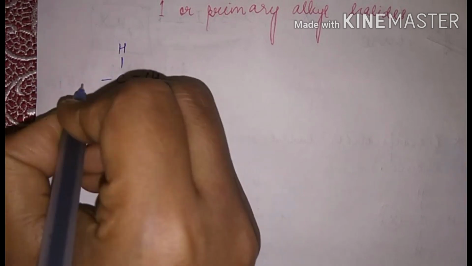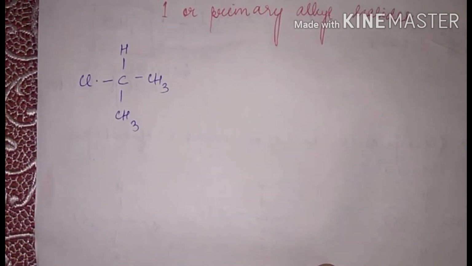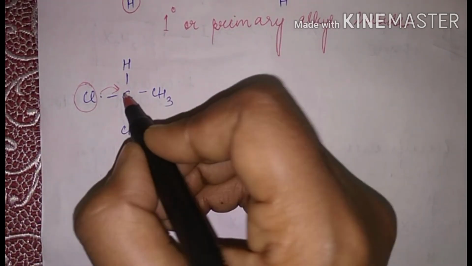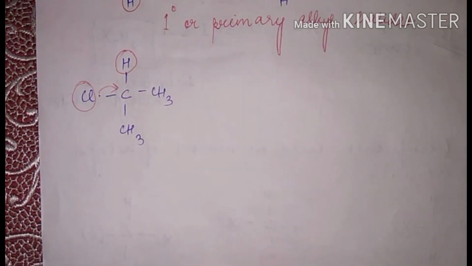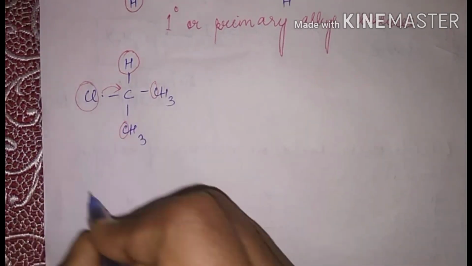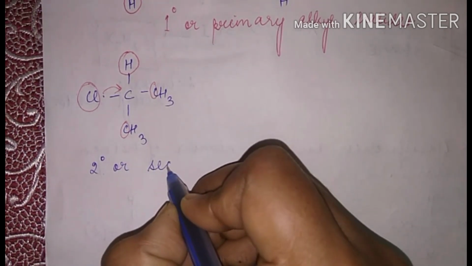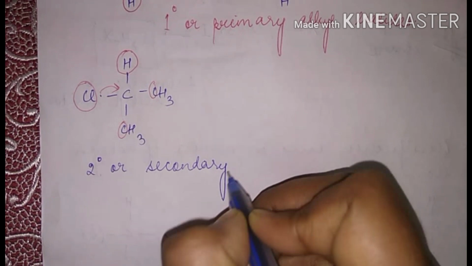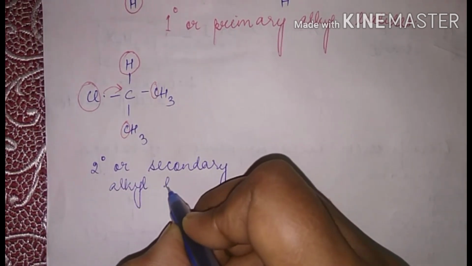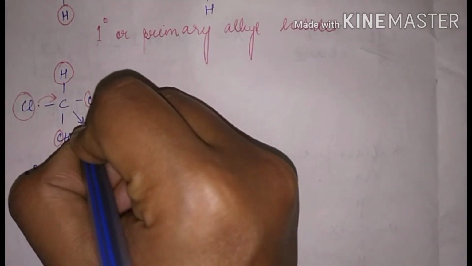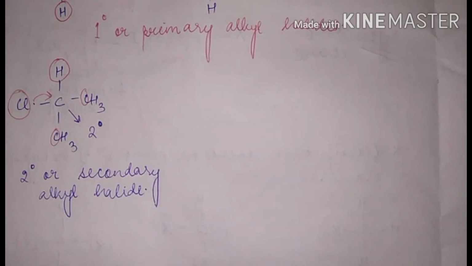We take an example of the next alkyl halide in which there is CH3, a methyl group, and a halide. Now, taking an example of this, the chloride is attached to this carbon, and this carbon is further attached to one hydrogen and two other carbon atoms. So such a type of halide will be called a 2-degree or secondary alkyl halide. And this carbon is called the 2-degree carbon.